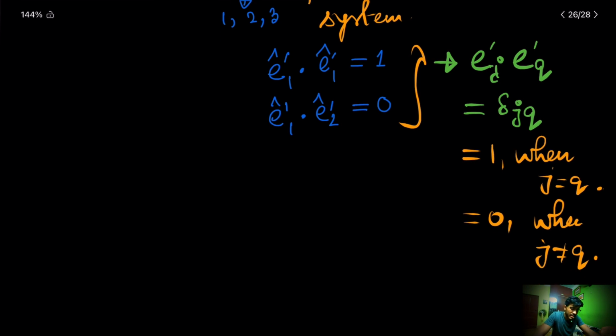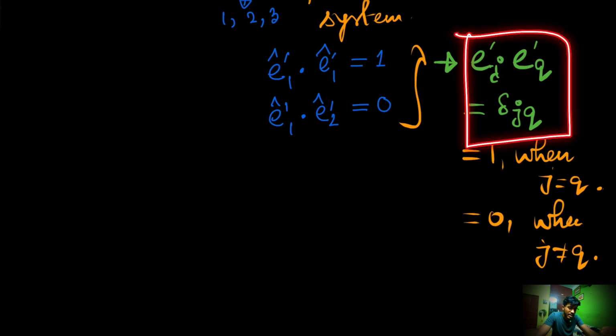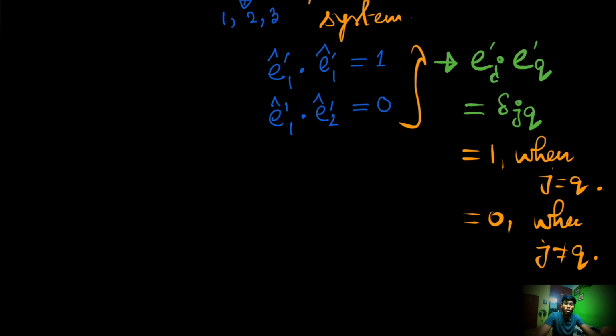Only if this j is equal to q, then this e dot e equals 1, but if this j is not equal to q, then it is 0. So I think that this expression is clear. If not clear, you have the full right to comment in the comment box.